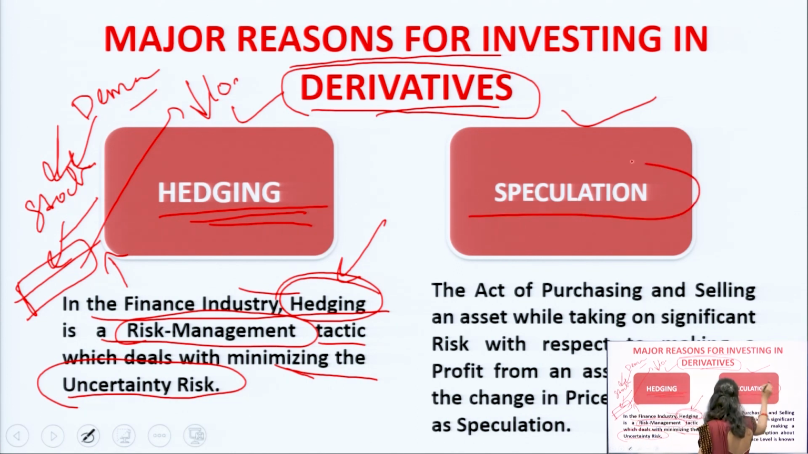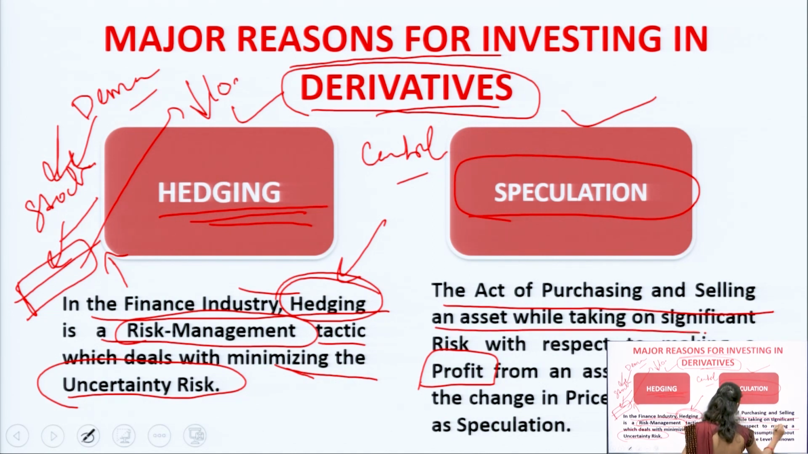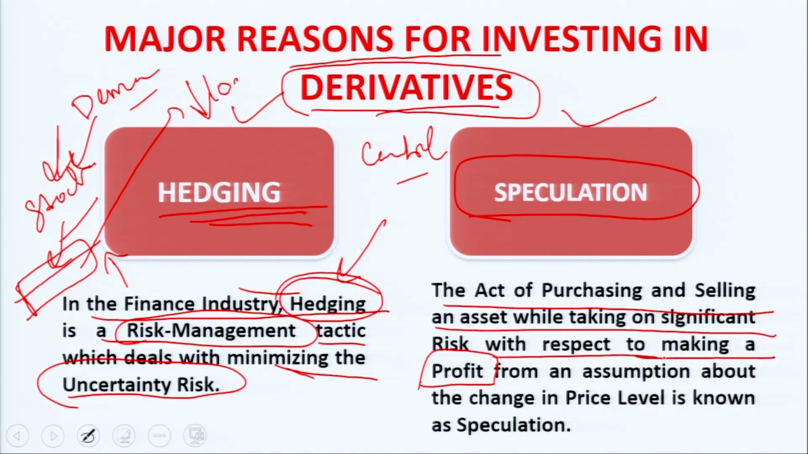Then the second is speculation. A few investors' primary motive is not controlling the risk factor; their primary motive is also to make a profit. So, here comes the definition: the art of purchasing and selling an asset while taking on significant risk, with respect to making a profit from an assumption about the change in price level, is known as speculation. So, we will discuss this one by one.